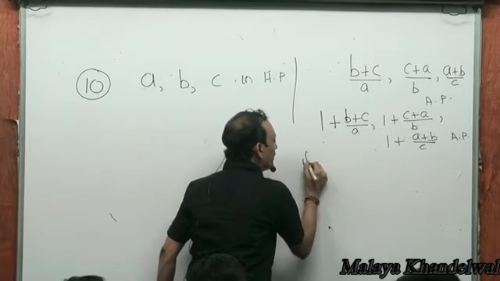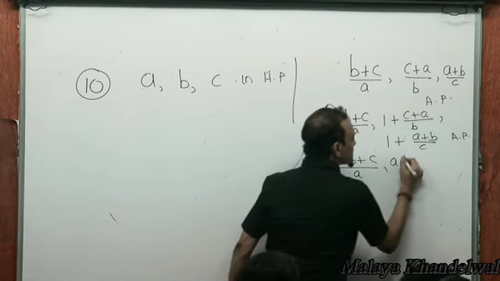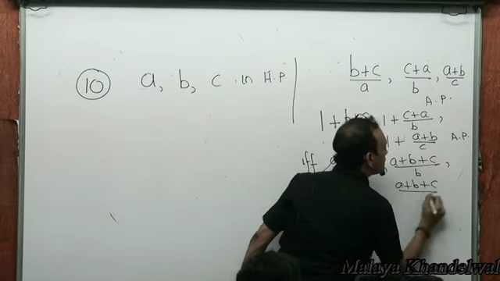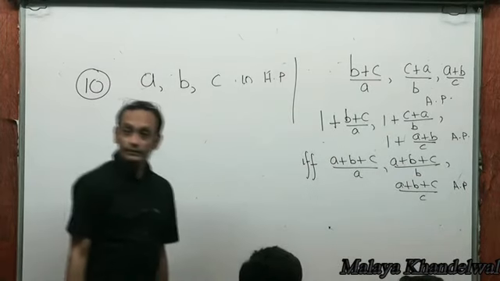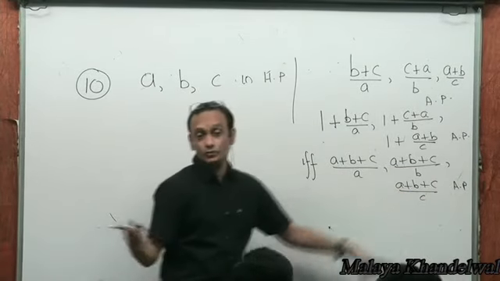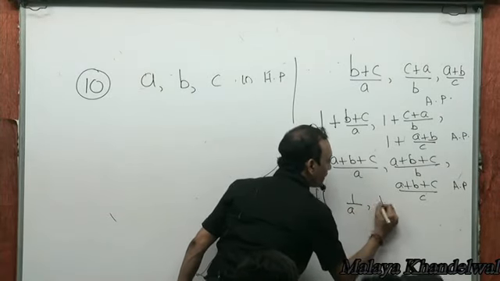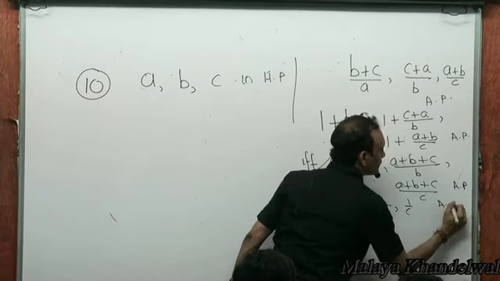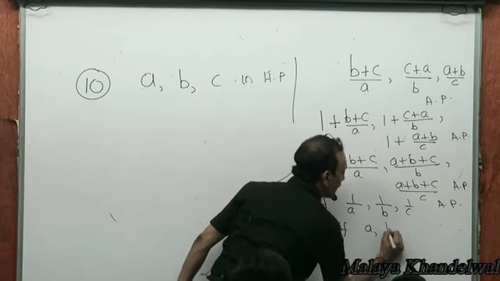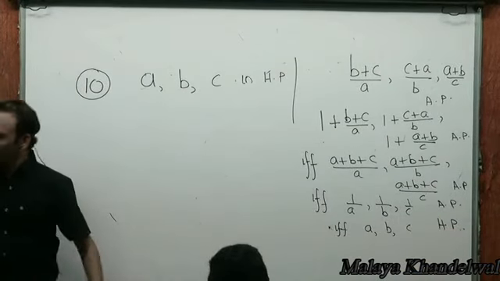which would be true if and only if (A plus B plus C) by A, (A plus B plus C) by B, and (A plus B plus C) by C are in AP. Yes or no? A plus B plus C can get cancelled, assuming they don't add up to 0. This would be true if and only if 1 by A, 1 by B, and 1 by C are in AP, which would be true if and only if A, B, C are in HP. Got me?